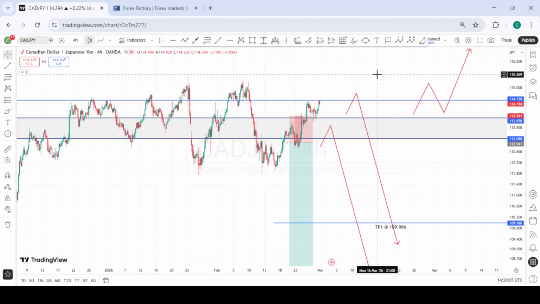And looking at the tensions around the globe now, I think most of the demand for currencies is going to move into those risk-off currencies like the US dollar, CHF, and then the Japanese yen. So let's look out for these pairs. They might become stronger going forward.